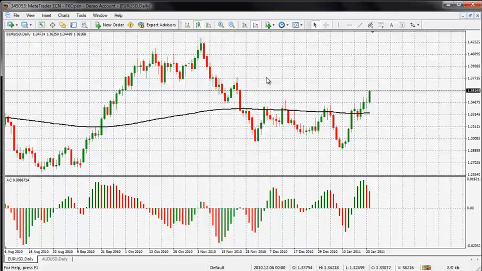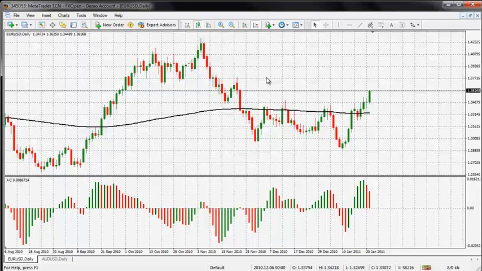whether it's going to be changing for the long term or for the short term. Having said that, the lower the time frame, the shorter term it's going to be. The higher the time frame, the longer term it's going to be. Does that make sense?